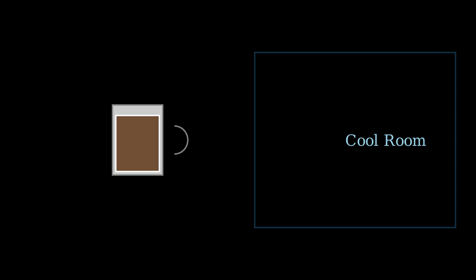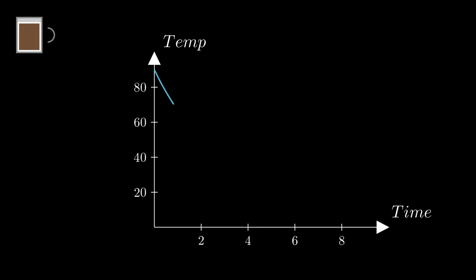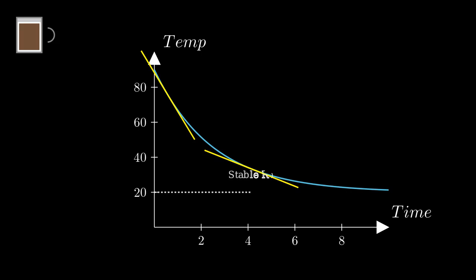Imagine a hot cup of coffee sitting in a cool room. Because the temperature difference is large at first, the coffee loses heat very quickly. However, as the coffee cools down and its temperature gets closer to the room's temperature, the rate of cooling slows down significantly. This relationship implies that cooling is not a constant process, but one that changes dynamically based on the thermal gradient between the object and the ambient air. This fundamental principle allows us to predict how long it will take for something to reach a stable temperature.